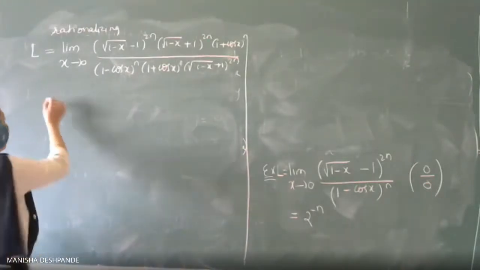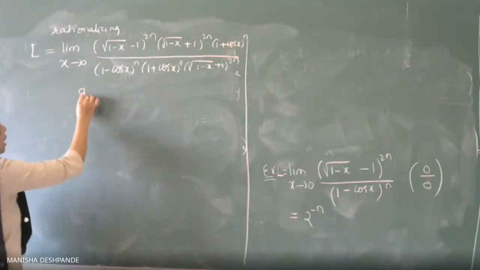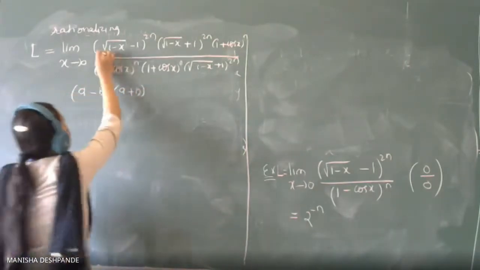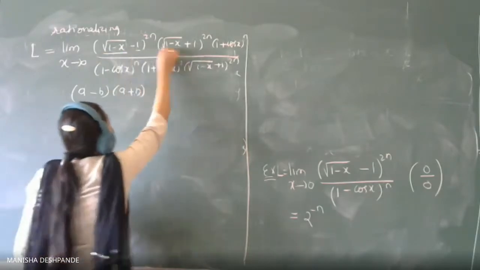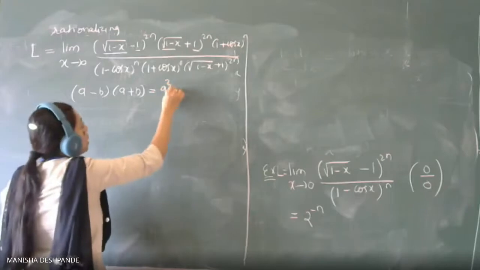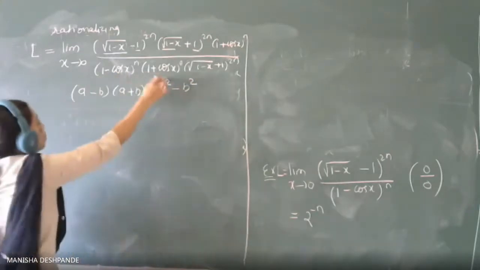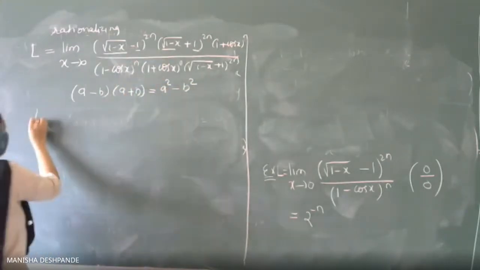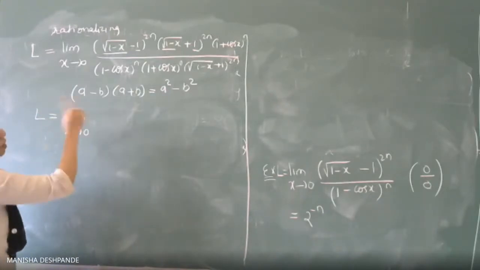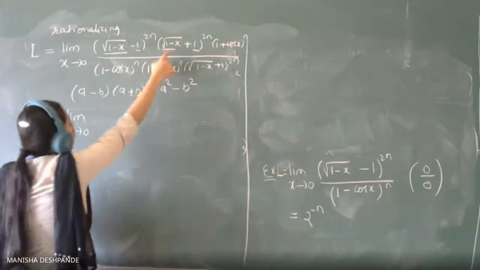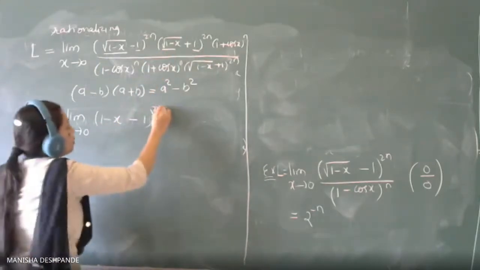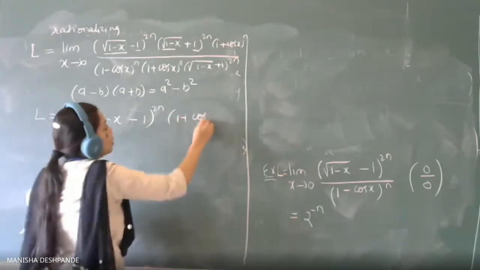And then what I'm using here is a minus b into a plus b. This formula I'm using. This is a, this is b, this is a, this is b. What's the answer of a minus b into a plus b? A square minus b square. So for denominator also same thing, numerator also same thing. So n will be limit as x tends to 0, what it will be? A square. So (1 minus x minus 1) raised to 2n into (1 plus cos x) raised to n.